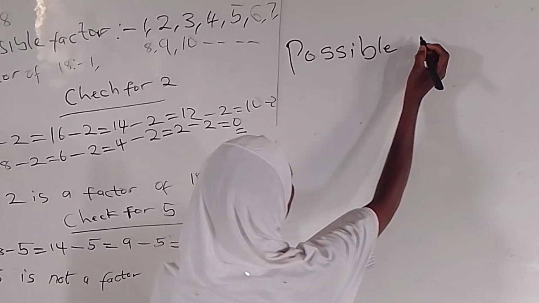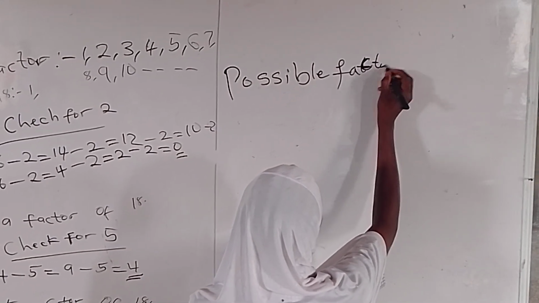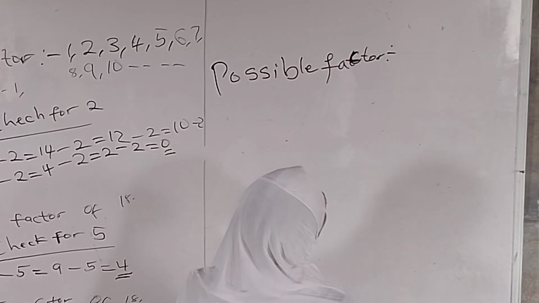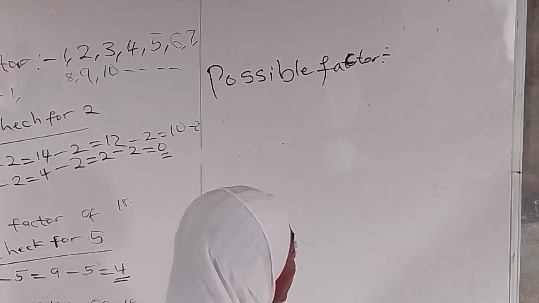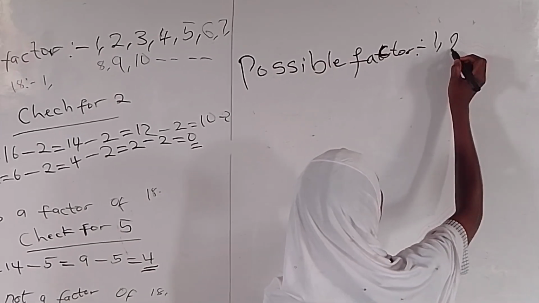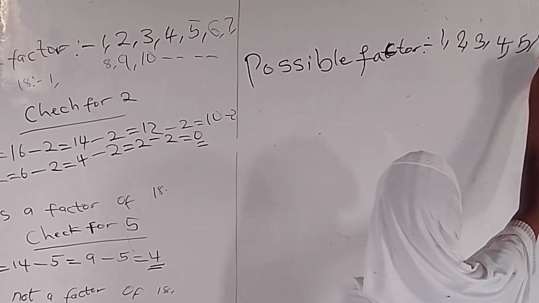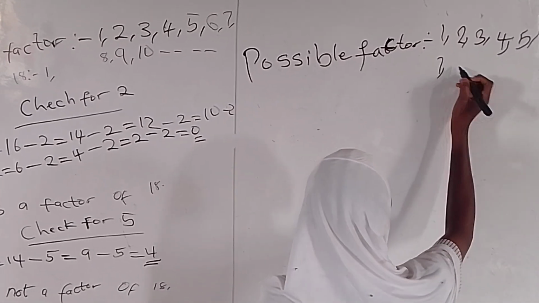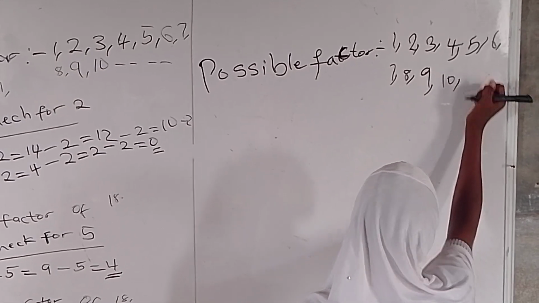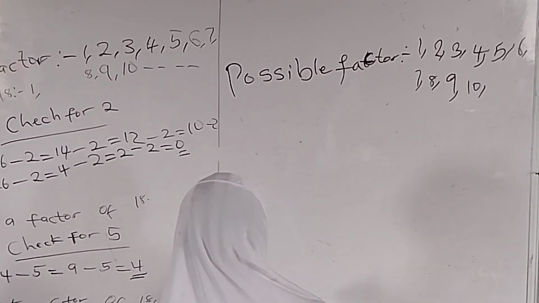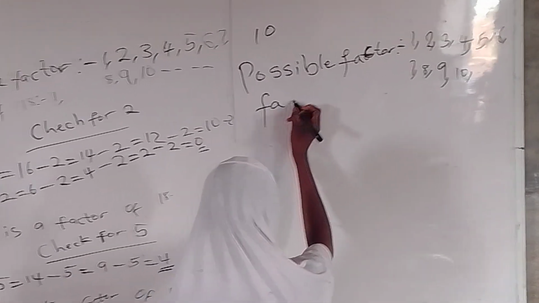Possible factor. You know that the positive factors are 1 to 10: 1, 2, 3, 4, 5, 6, 7, 8, 9, 10. Factor 1.